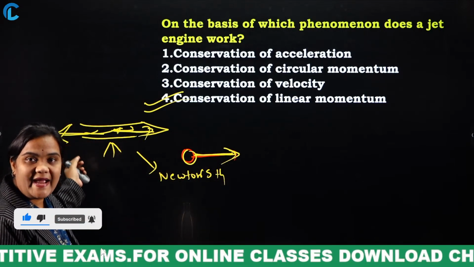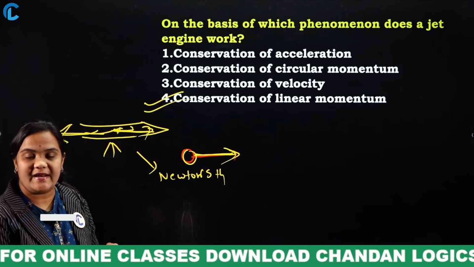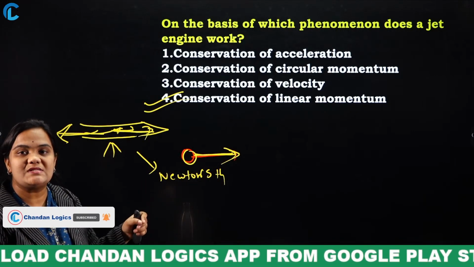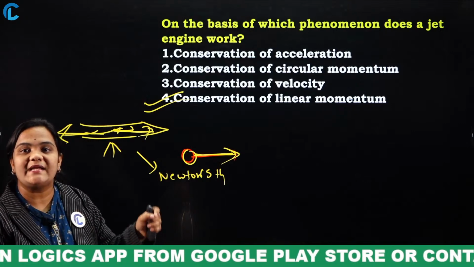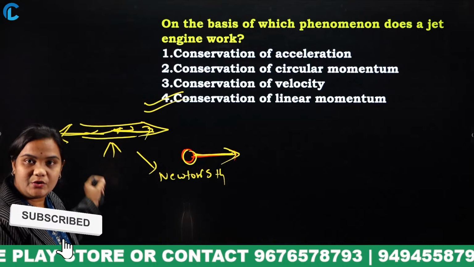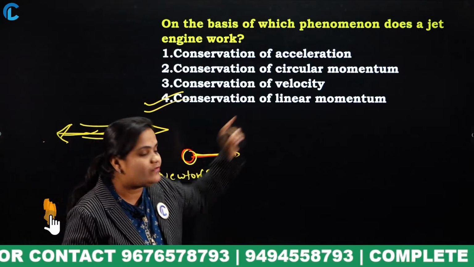So for a reaction, there is an action in the opposite direction. What can we say by Newton's third law? For every action, there is an equal and opposite reaction, and this jet engine works on Newton's third law as well as conservation of linear momentum.